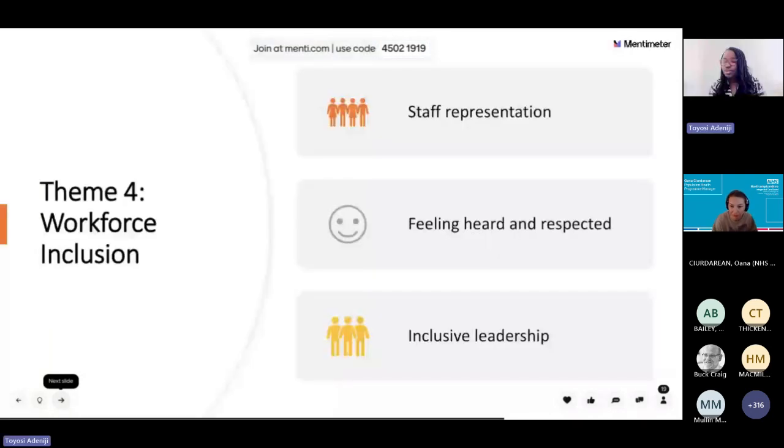Right, so theme 4 is workforce inclusion.